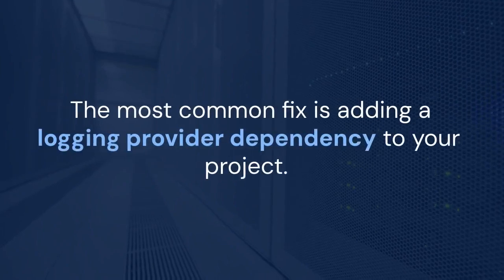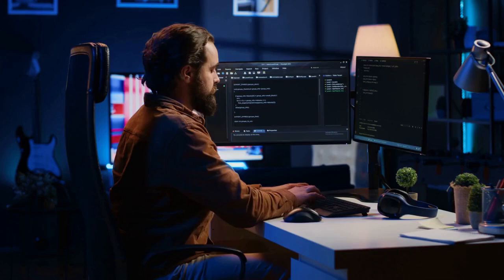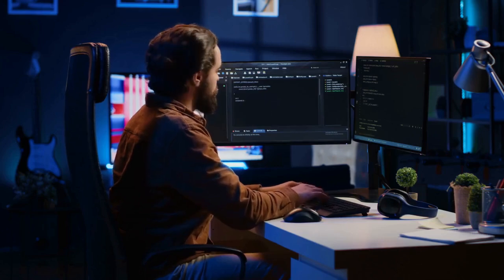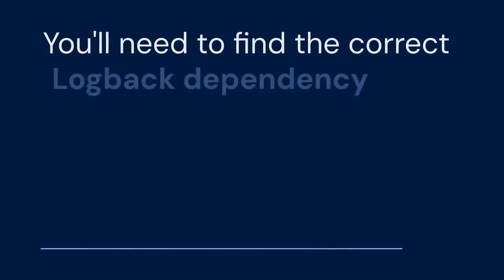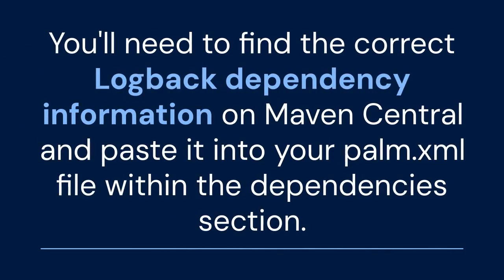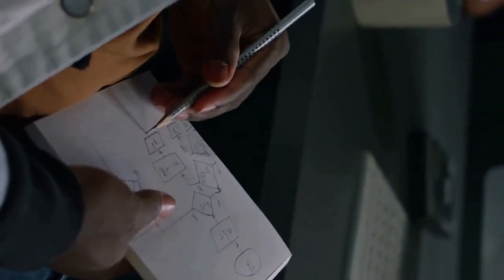Now, let's move on to the solutions. The most common fix is adding a logging provider dependency to your project. If you're using Maven, you can add a dependency like logback-classic, which is a popular choice. You'll need to find the correct Logback dependency information on Maven Central and paste it into your pom.xml file within the dependencies section. Remember to save the file and allow Maven to download the new dependency.